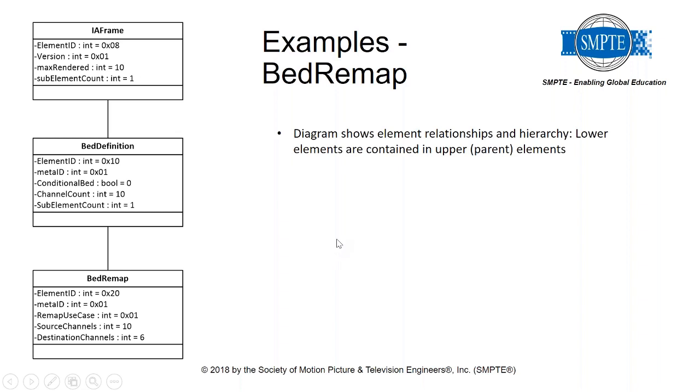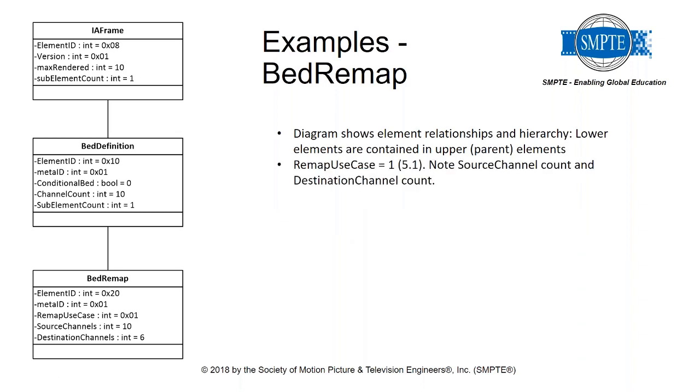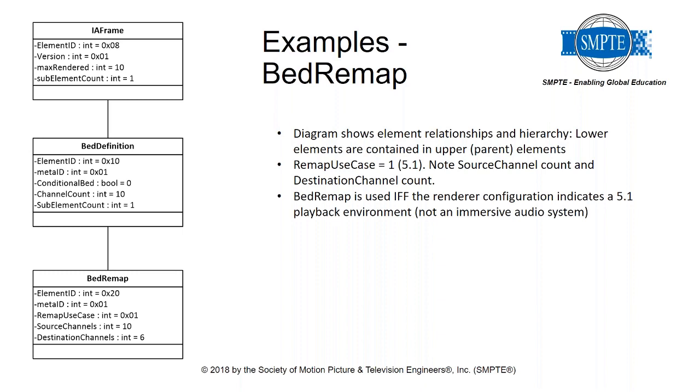So to summarize, as I mentioned, this diagram shows the relationships. The remap use case is 1, which indicates 5.1. I've mentioned the source channel count and destination channel count. And to reiterate, the bed remap is used if and only if the render configuration indicates a 5.1 playback environment.